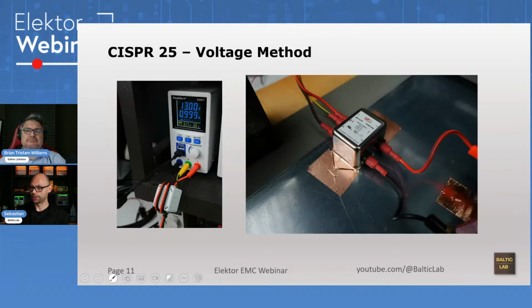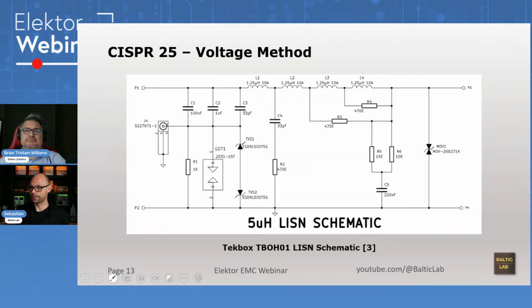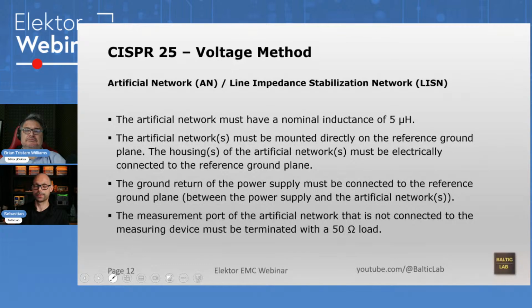I should mention that, hang on, do I have another picture? No. Okay, we'll get back to that. But in my picture, there are 2 LISNs. There is an option with just 1 LISN if the power supply leads are shorter than 200 millimeters or 20 centimeters. I prefer this setup with 2 LISNs for reasons we'll see later, regardless of how long the power lines are.